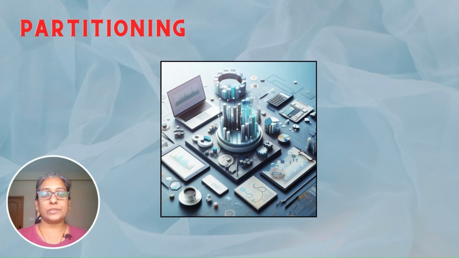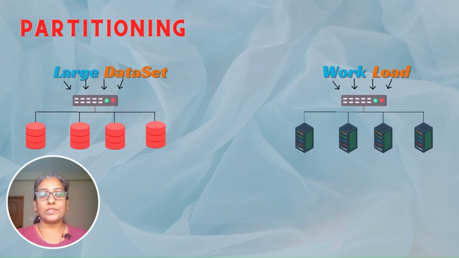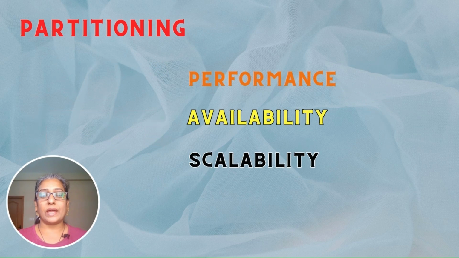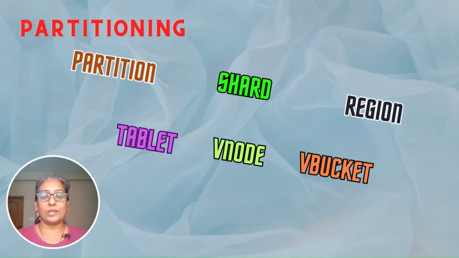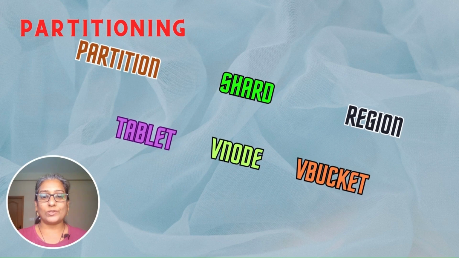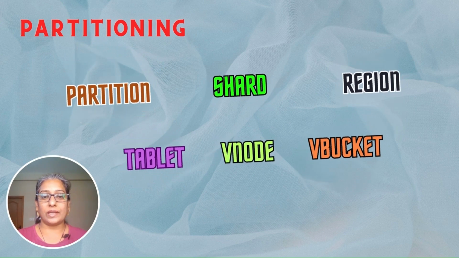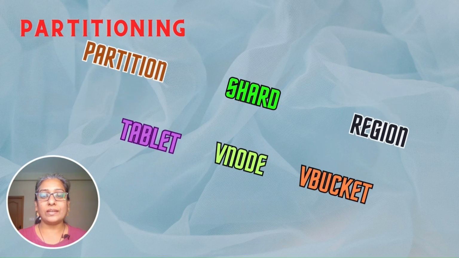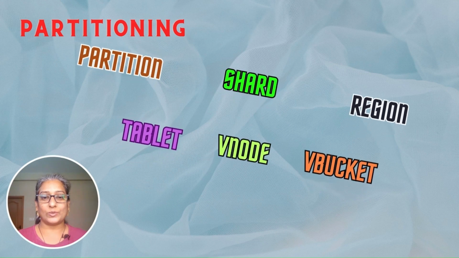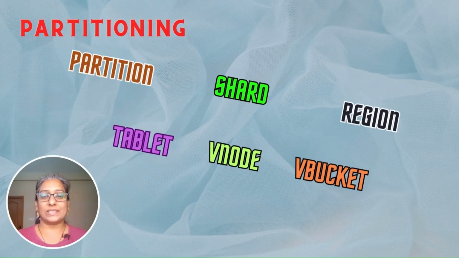In this video, let's explore partitioning, the various partitioning techniques used in distributed systems, and the benefits of partitioning. Partitioning in distributed systems involves dividing large data sets or workload into smaller partitions for better performance, availability, and scalability. What we call a partition here is called a shard in MongoDB and Elasticsearch. It is also known as a region in HBase, a tablet in Bigtable, a vnode in Cassandra and Riak, and a vbucket in Couchbase. So, not to get confused, they all mean the same.